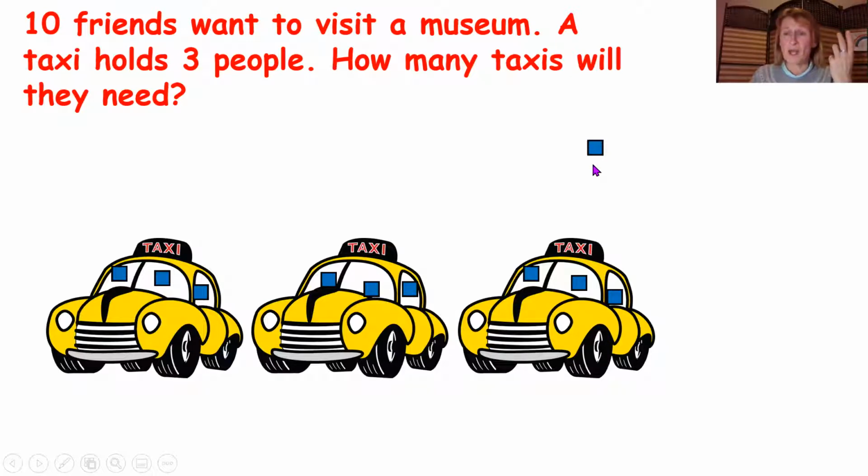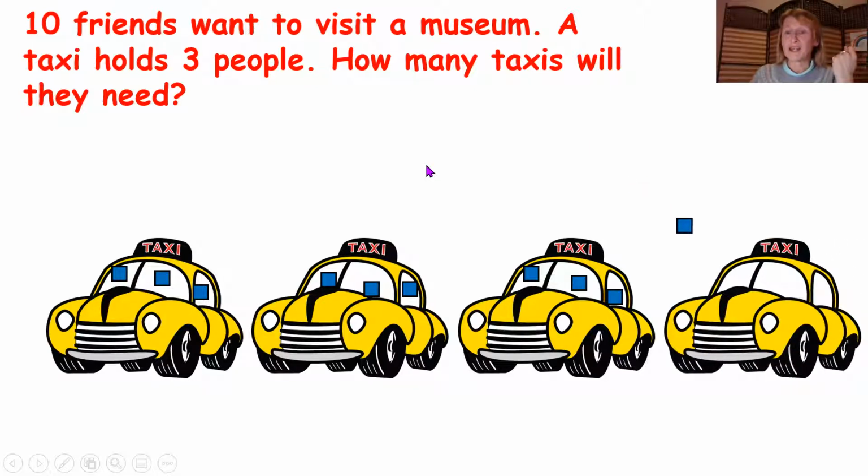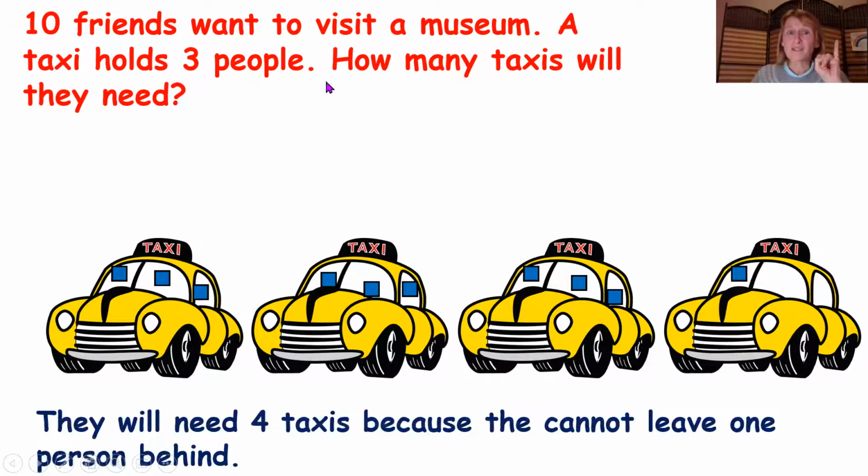This is not a little blue square, this is a person. This person is their friend. They are not going to leave them behind. This person needs a taxi to take them to the museum with all the other people. And there's its taxi, and there we go. It's on a taxi all on its own. I need 4 taxis, not 3 taxis and leave somebody stood there on the pavement. My answer to how many taxis will they need is they need 4 taxis because they cannot leave 1 person behind.